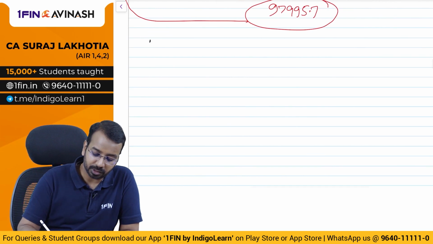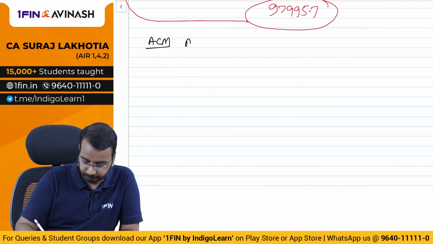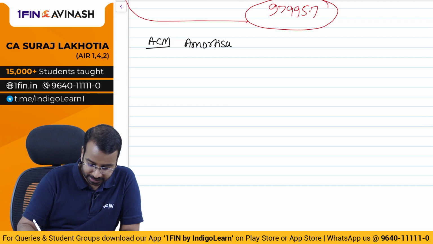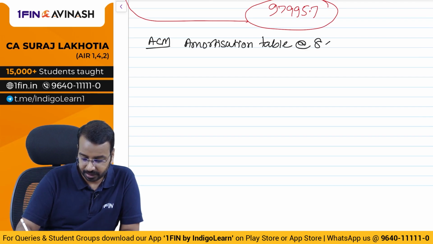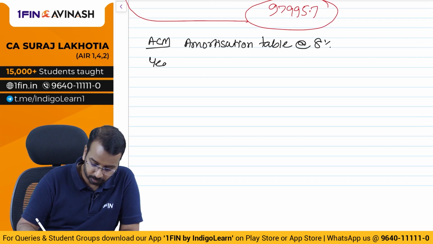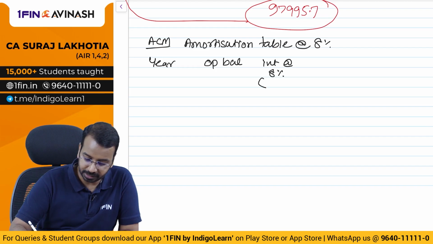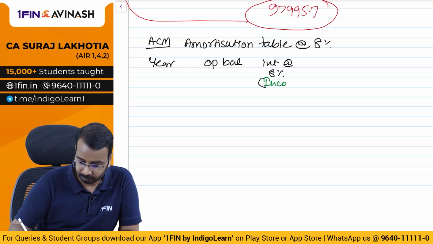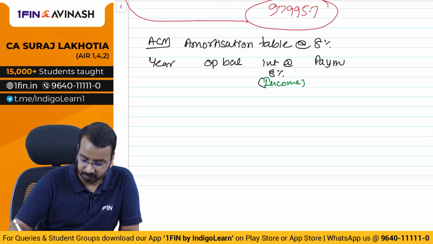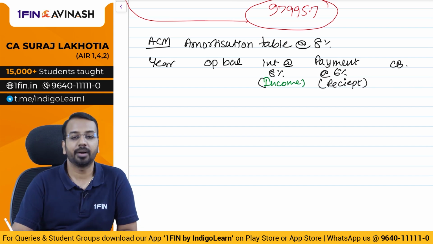Subsequently, for the amortized cost method, we prepare something called an amortization table at 8%. How does it work? You will plot year, opening balance, interest at 8%. This is your income. Then payment at 6%. This is your receipt, and you will have the closing balance.